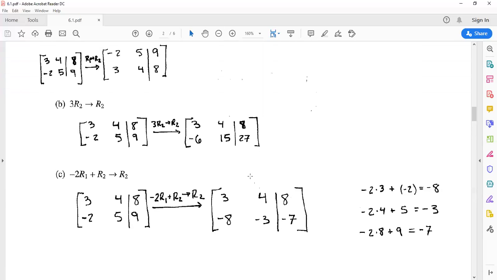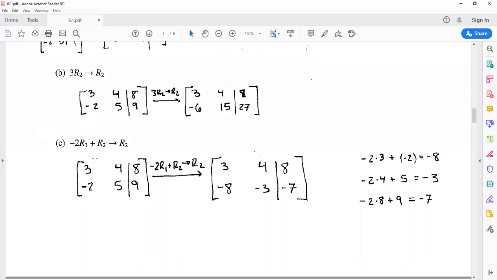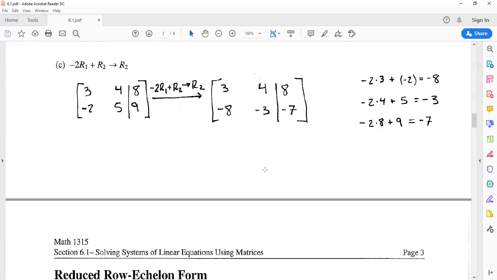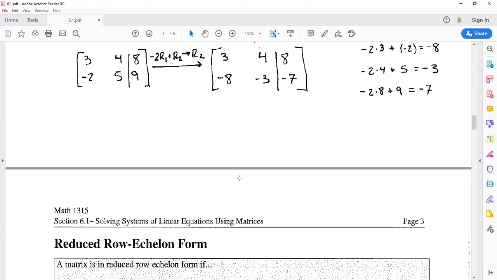All right, so that is the 3 row operations. I think probably the last one is the most tricky, but you kind of get the hang of it if you just practice a little bit.